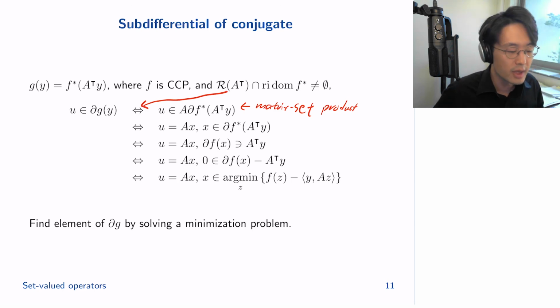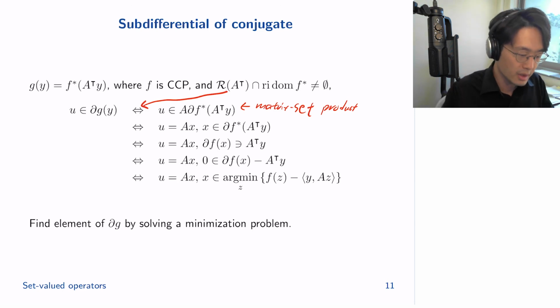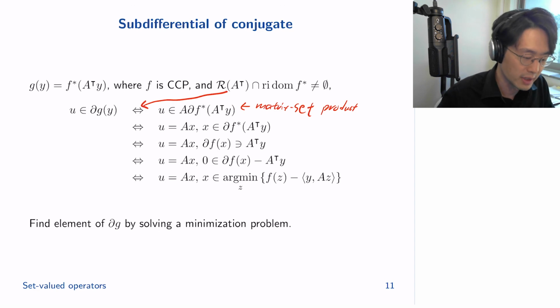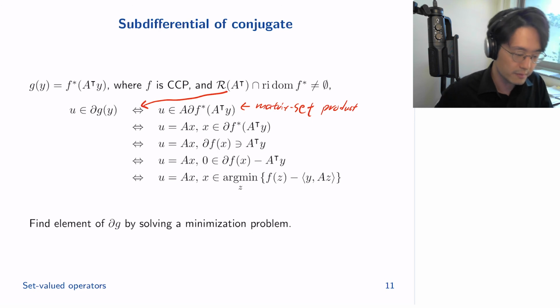And this holds, well, so here we have u is a member of this thing. Well, that holds if and only if, because the partial f star is a set, there exists an x within this set such that u is equal to Ax. So the meaning of this inclusion holds if and only if the second one holds. Now, we know that because f is CCP, partial f star is the inverse of partial f. So we take the partial f star, put it on the left-hand side, and we get this. So we have this equivalence.